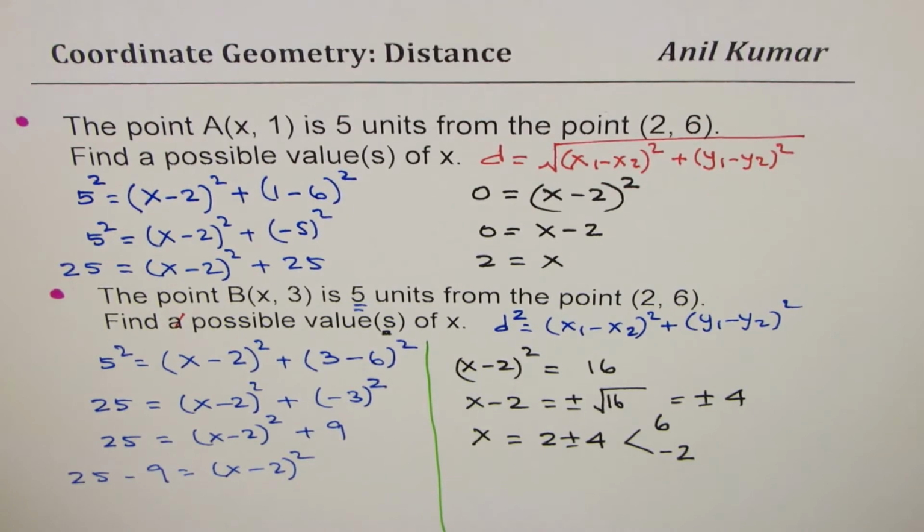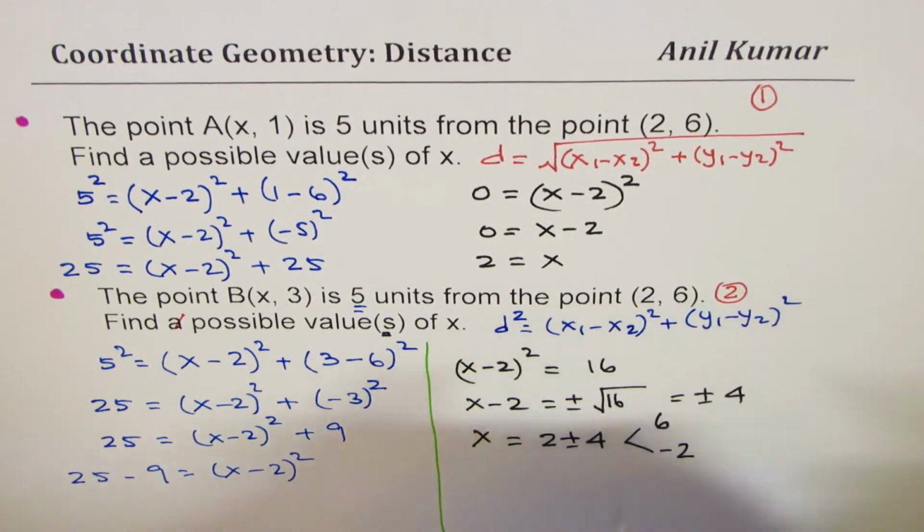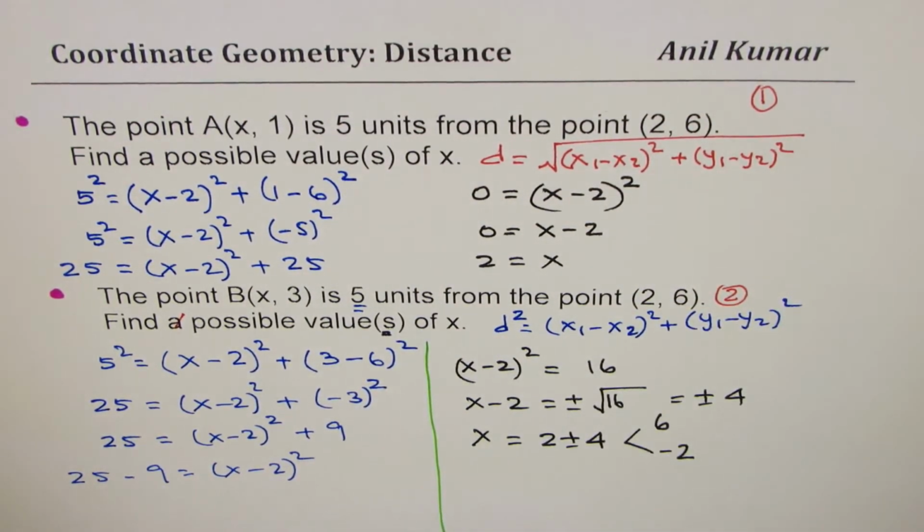Now the question for you is, why do we get one solution here and here we get two solutions? Why do you think that is the result? Well, let's look into it.